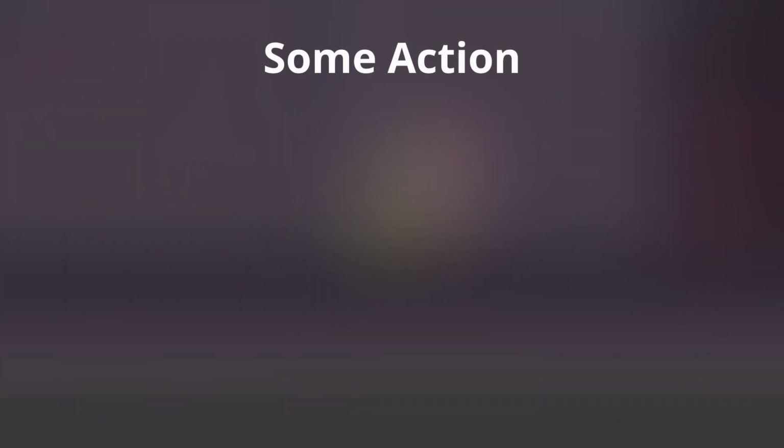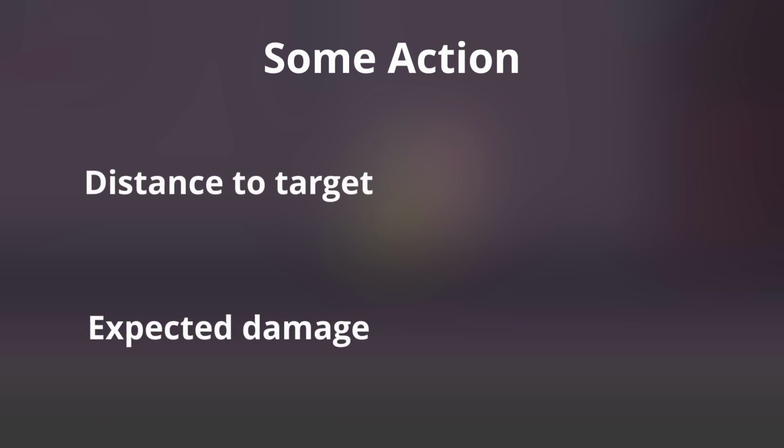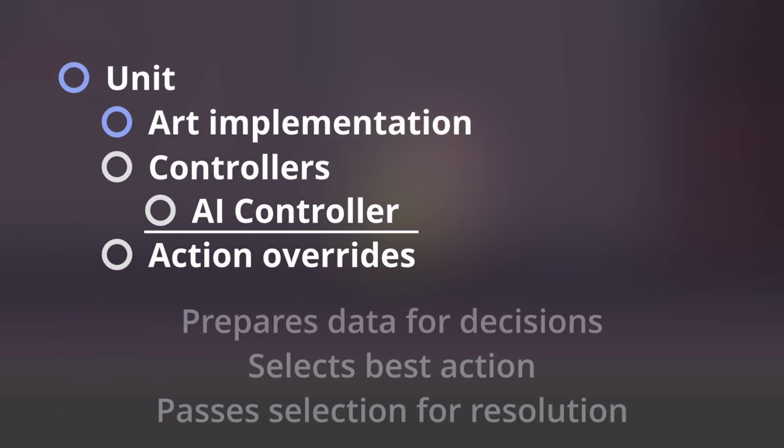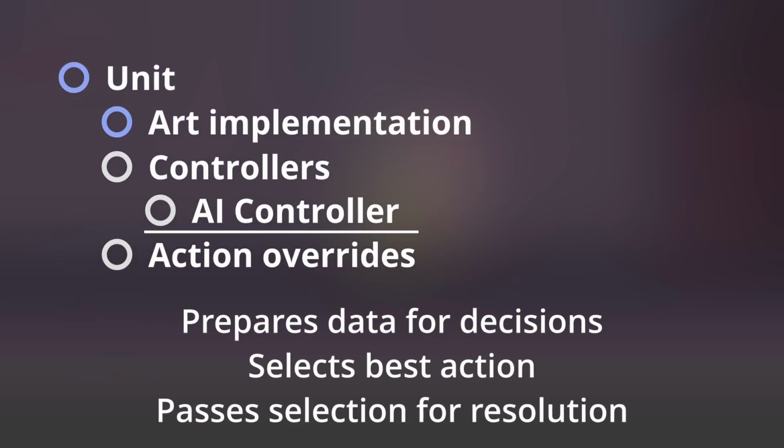Each action has a list of concerns it wants to score, such as the distance to a potential target, how much damage an attack is likely to do, and so on. It normalizes and plots the score of each concern independently along a curve, and then combines those scores together to get a final score for the action. The AI controller, which is really just a lightweight entry point to this system, can then pick whichever action scores the highest, or maybe choose a random selection from top scorers if it's close, and then pass this selection over to the action controller for execution.